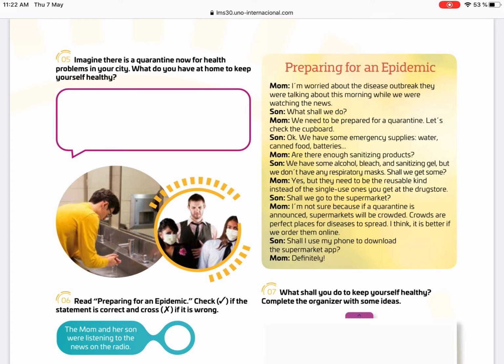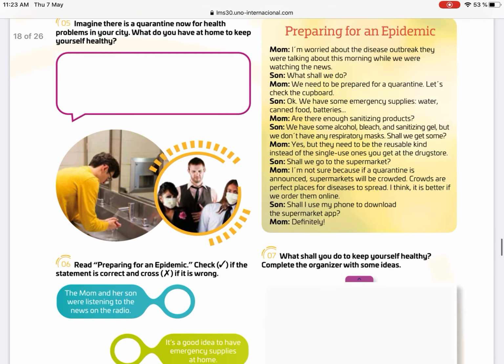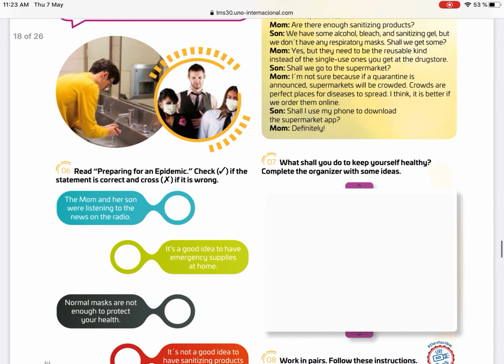From all the unit we have been working on this. So look at this one. You just have to write what you have at home to keep yourself healthy. You don't have to imagine, just look in the kitchen, in your room, in your house, and describe for me what you are using at this time to keep yourself healthy. Okay, good. I just love it because this is very funny, guys.